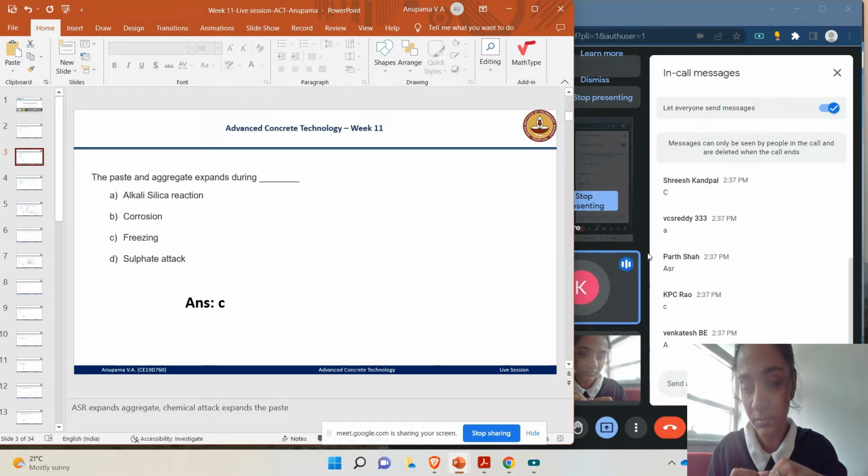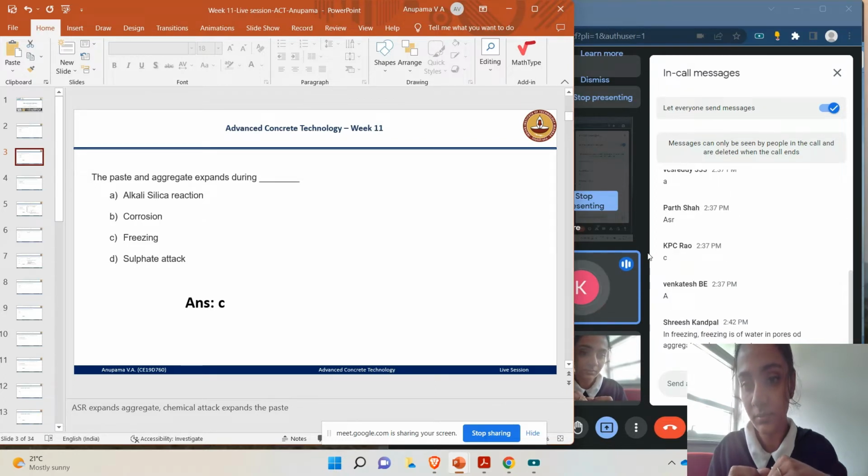In alkali ASR, the aggregate is increasing and pushing the paste, whereas in freezing, the water is solidifying. It is increasing the paste and pushing the aggregate. Yes, sir. You rightly told it pushes the aggregate. It is not expanding the aggregate.